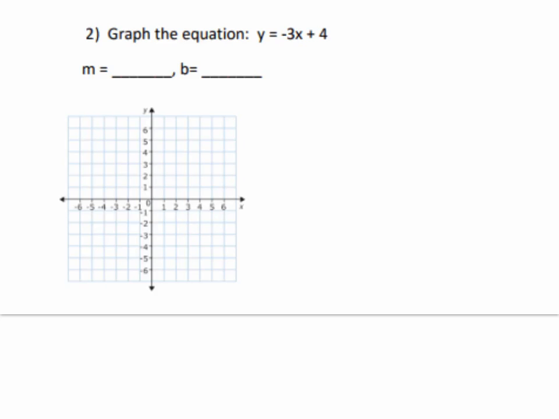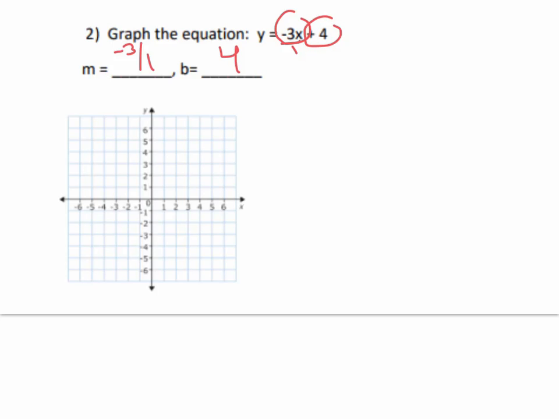So example 2 says graph the equation y equals negative 3x plus 4. So once again, this one's already in slope-intercept form. So we're just going to name our slope and our y-intercept. So the slope is the number that's in front of x once it's solved for y, which is negative 3. But typically we want our slope to be a fraction. So in order to make this a fraction, we're just going to take that and put it over 1. So our slope's going to be negative 3 over 1. Our y-intercept is whatever we're adding to it, which in this case is plus 4.